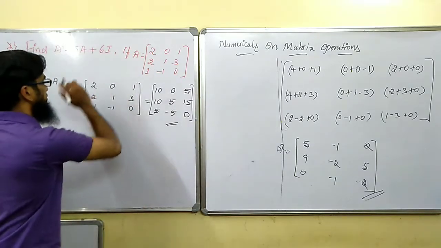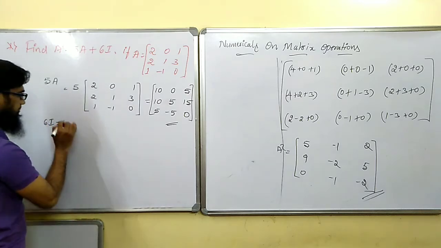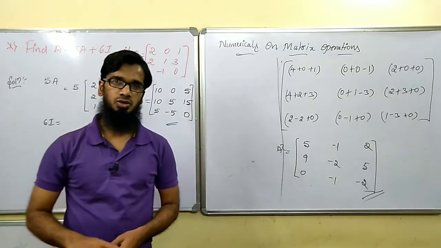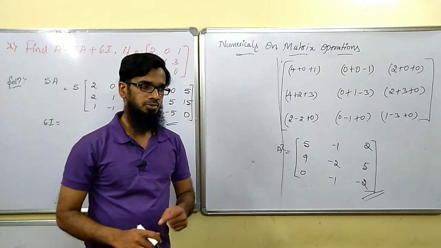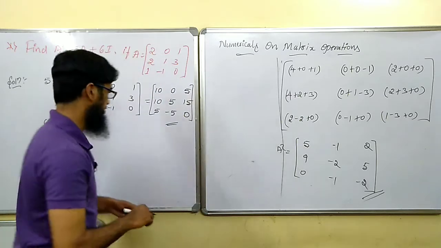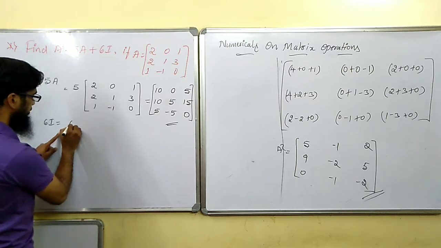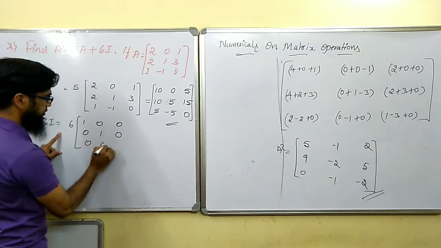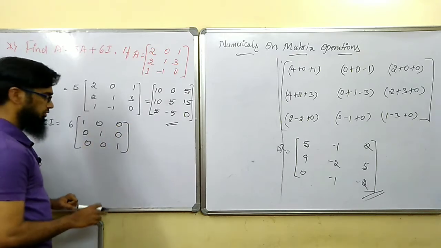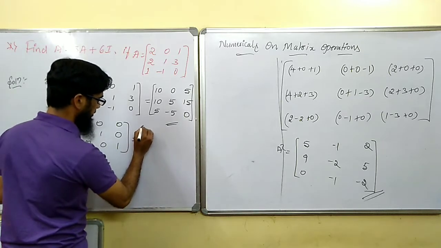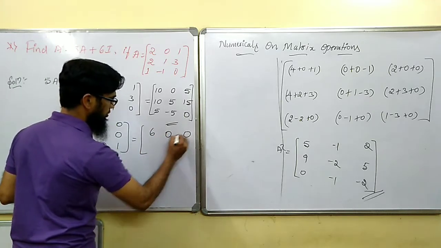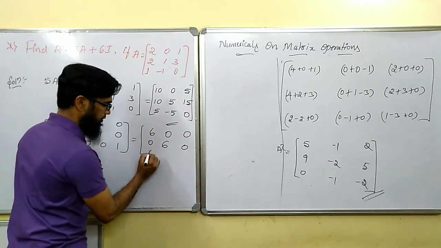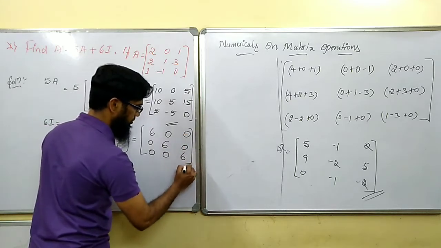Now let us consider what is the 6I here. Again we know that 6I, so I is nothing but an identity matrix where the principal diagonal elements are all unity, that is the 1, but the remaining non-diagonal elements are zeros here. Now we'll go for the 6 into I. So it is 1 0 0, 0 1 0, 0 0 1. This is your identity matrix. So we have to multiply with 6 here. So finally we are getting here 6 0 0, that is a 6 ones are 6. So again this will be 0 6 0, 0 0 6. So this is your 6 into I.